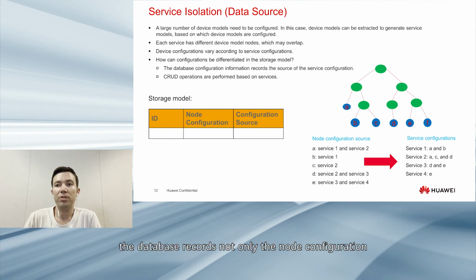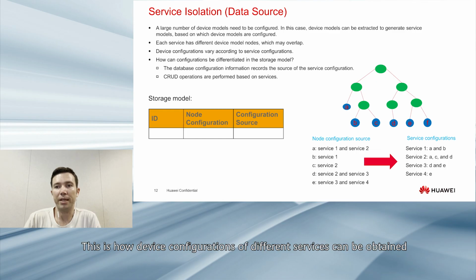As you can see in the table, the database records not only the node configuration, but also the corresponding service source. The tree in the figure on the right shows the Yang model nodes. Node A records two sources in the database, service 1 and service 2. Node B records one source, service 1. Other nodes record the corresponding service sources. After querying, it is found that service 1 involves the configuration of 2 nodes and service 2 involves the configuration of 3 nodes. This is how device configurations of different services can be obtained.